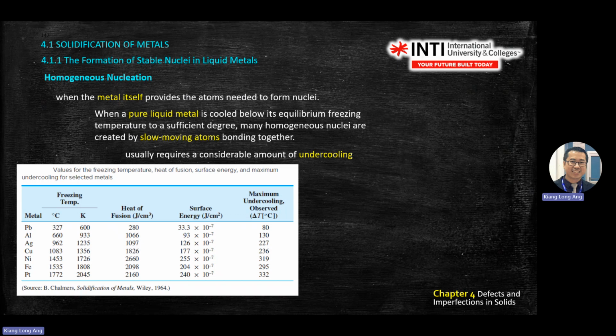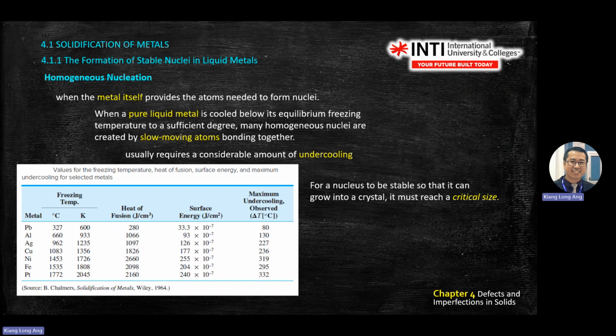So this table shows you the freezing temperature for all the metals that you see on the screen here, heat of fusion, surface energy, and maximum cooling observed here. All these are collected experiment by experiment. And for your assessment, remember we are using SI units. This is a very important statement.